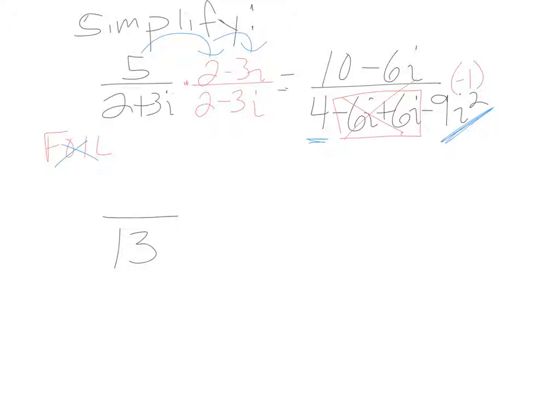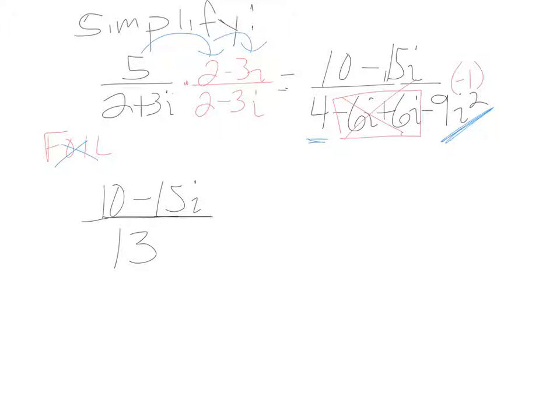And I see I've made a mistake there. It shouldn't be 6i, it should be 15i. 5 times 3 is 15. There we go. So the top should be 10 minus 15i.